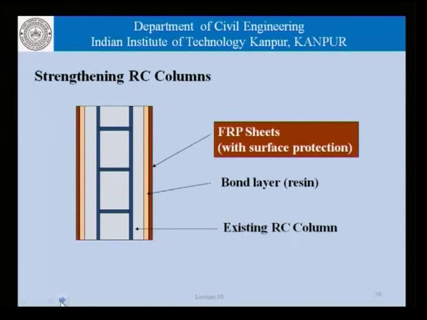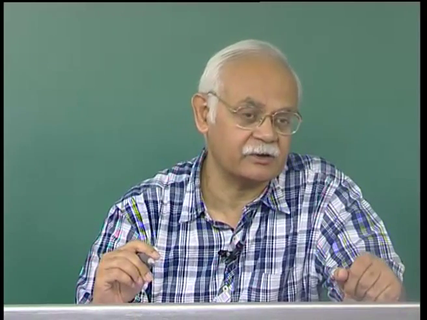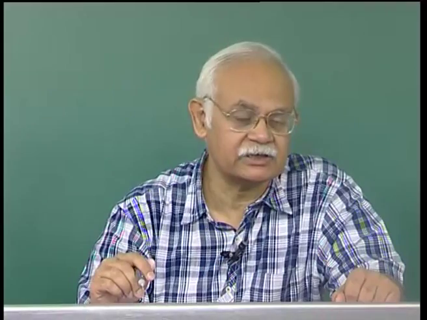Schematically, the process is shown here, where the existing reinforced concrete column is wrapped using FRP sheets which are bonded using a resin or a matrix. So, in this case, the FRP rod is not manufactured in the plant, but we get a composite made of FRP sheets and the matrix applied at site.